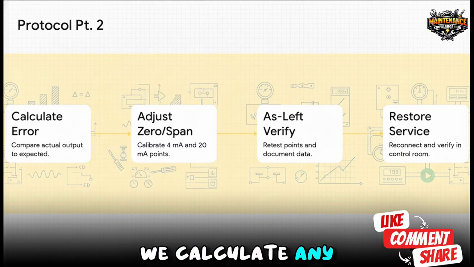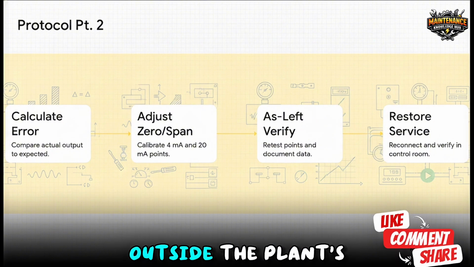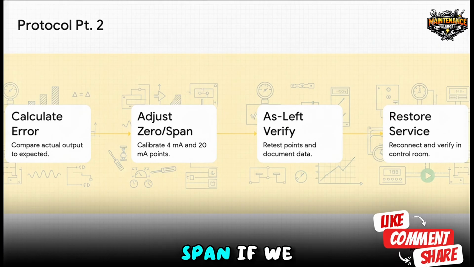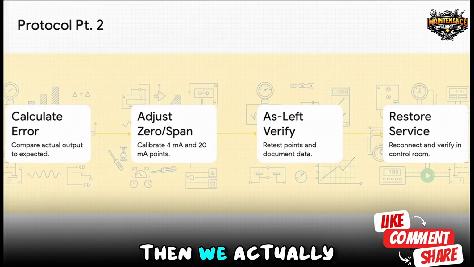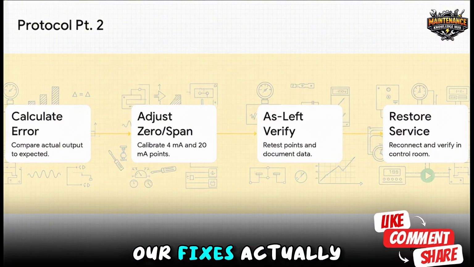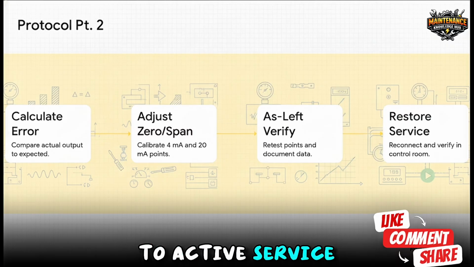Then, for the final 4 steps, the math really kicks in. We calculate any deviation from the expected milliamps. If the error happens to fall outside the plant's strict tolerances, we carefully adjust the 0 and span if we need to. Then, we actually rerun the entire test just to get our as-left verification, basically proving that our fixes actually worked. And finally, we can safely restore the unit to active service.